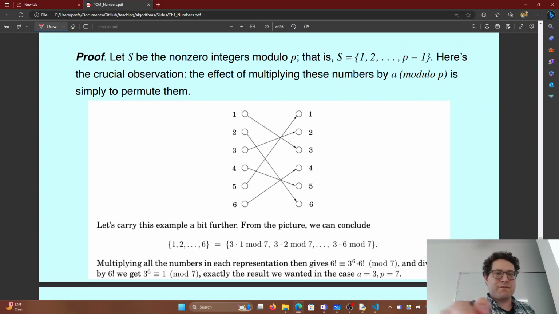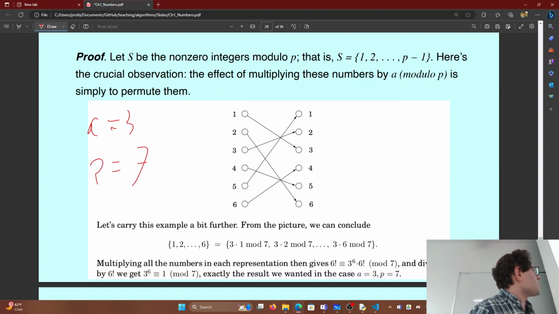So let's go ahead and set two numbers. We're going to set a equal to 3. It works for any number. And p equal to 7. Okay. Notice that we've got all the numbers that exist in that modulo space, which is 1, 2, 3, 4, 5, 6, and multiplying each one of these numbers by 3 does a very interesting thing. 1 goes to 3, 3 goes to 2, 2 goes to 6, 6 goes to 4, 4 goes to 5, and 5 goes to 1.